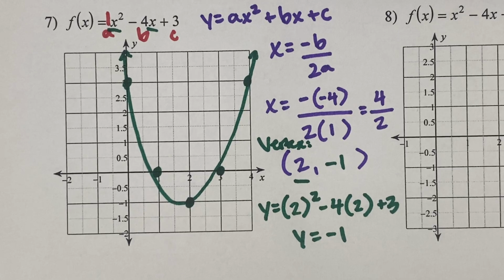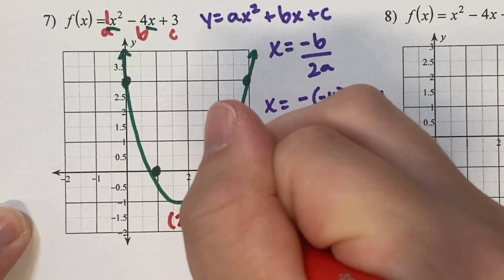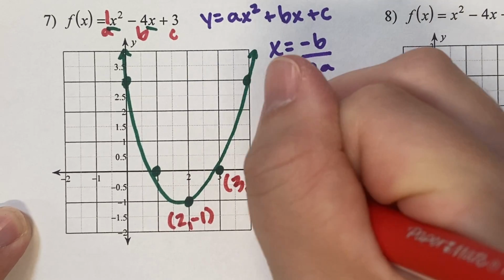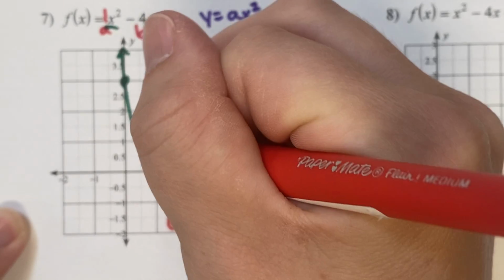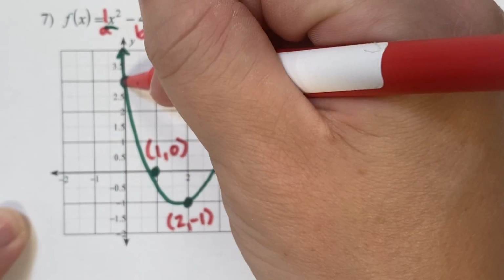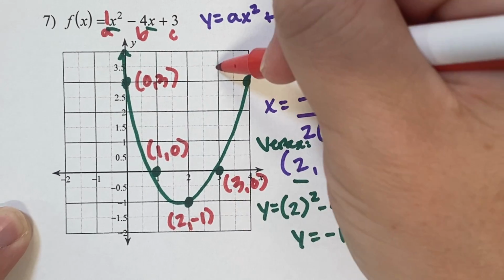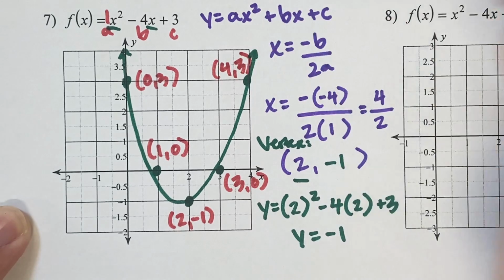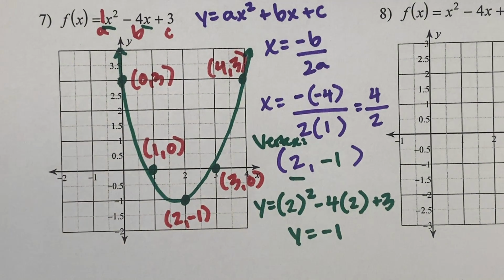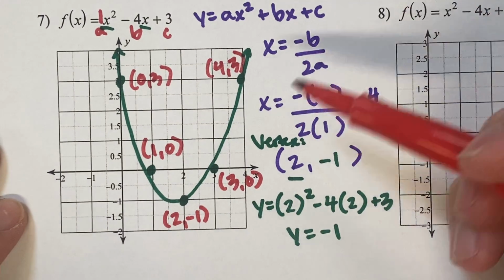Now to graph its inverse, we identify the coordinate points and just switch them. Our vertex is 2, negative 1. This coordinate point is 3, 0. That coordinate point is 1, 0. That one is 0, 3. And that one is 4, 3. We might not graph all of these, but let's go ahead and graph the inverse.